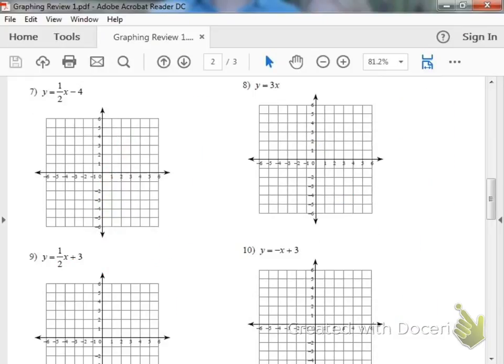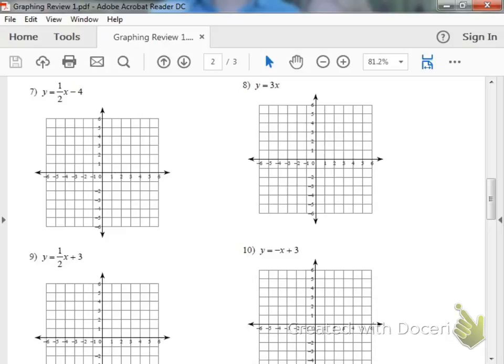So, number 7. The big difference here is that there's a fraction. I don't want to graph fractions. I'm just going to try to avoid it. The cool thing about these tables, remember, I keep saying it, you get to pick the x's. You can pick x's that get rid of the fraction for you.